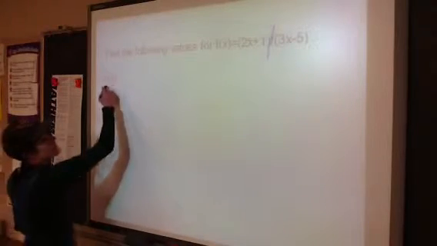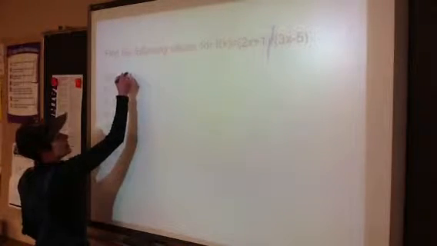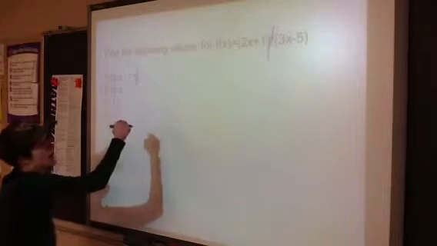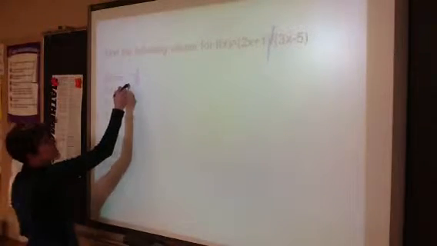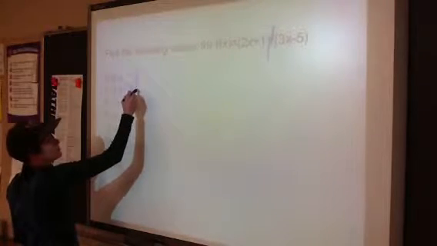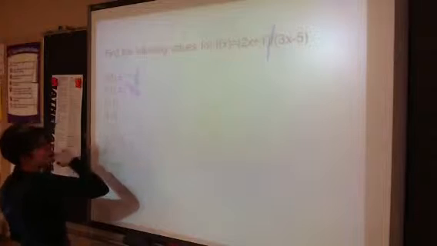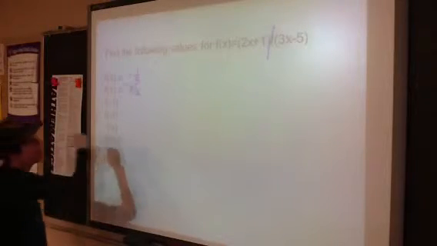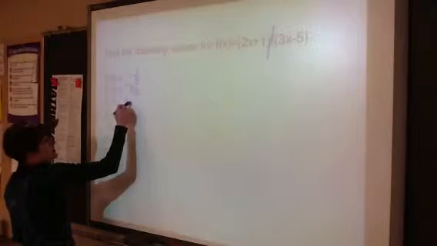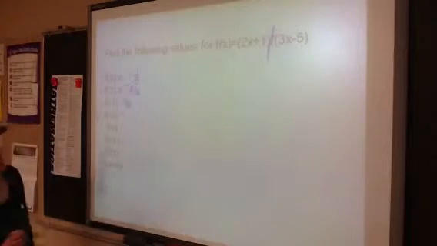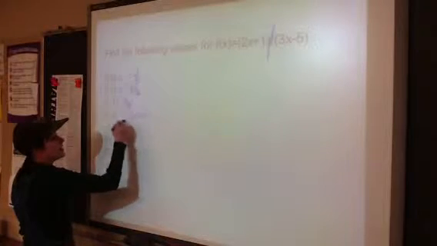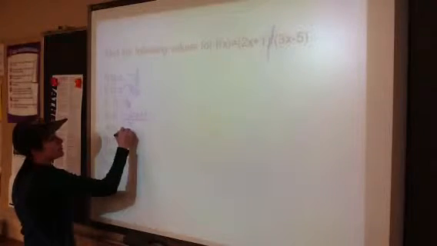If I plug in 0 for x, I would get negative 1/5. If I plug in 1 for x, I would get negative 3 over 2. If I plug in negative 1 for x, I would get 1/8. If I plug in a negative x, I would get negative 2x plus 1 divided by negative 3x minus 5.